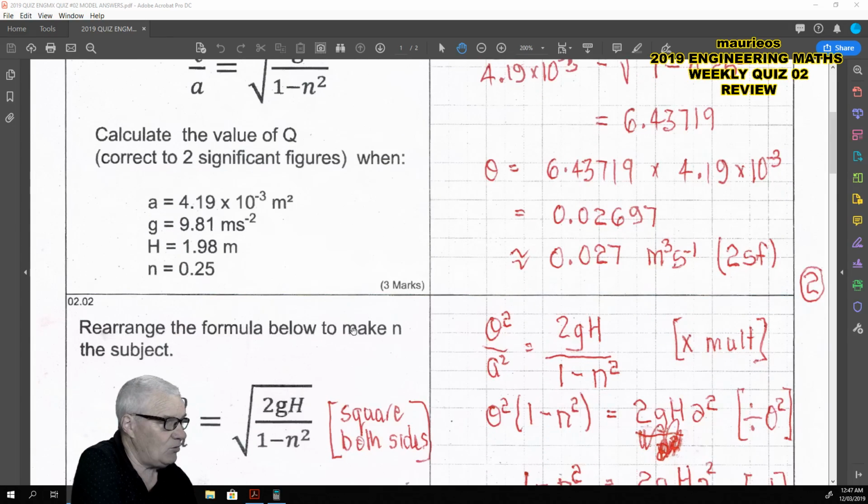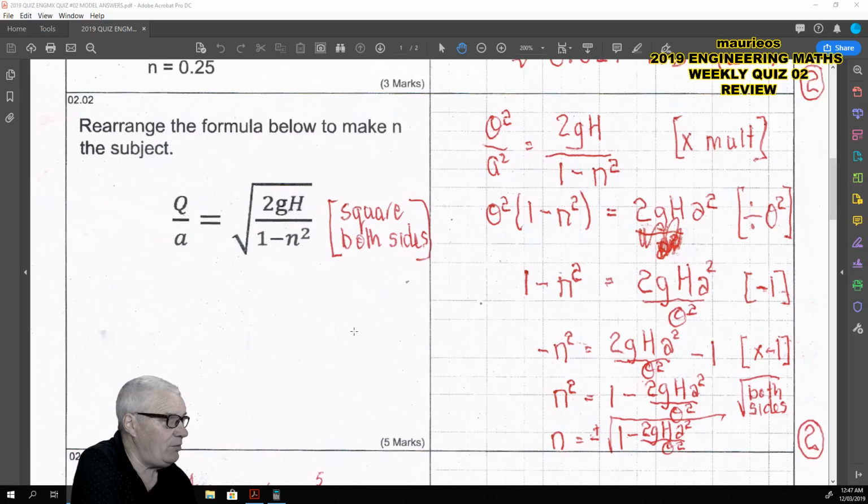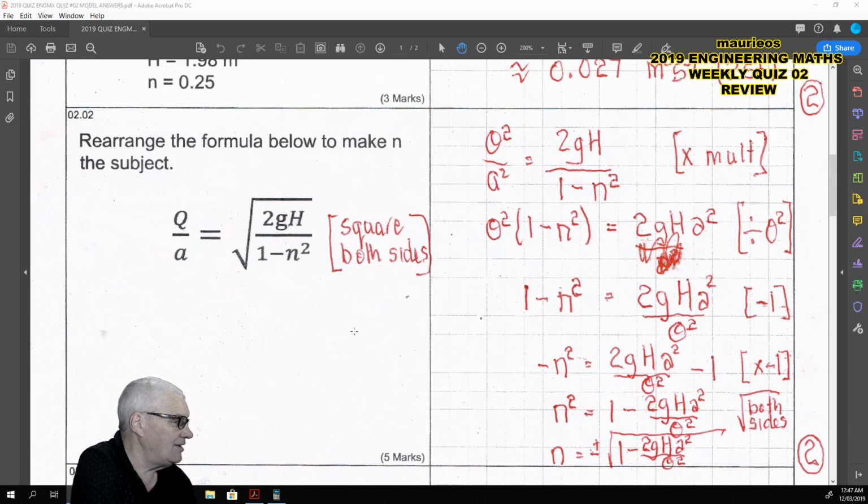So here's the next one. Rearrange the formula to make n the subject. N, which is way down here. So you're trying to get n on its own. So let's have a look.